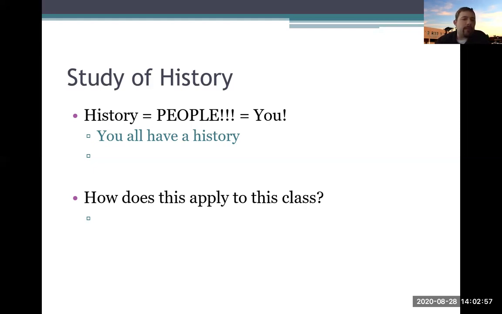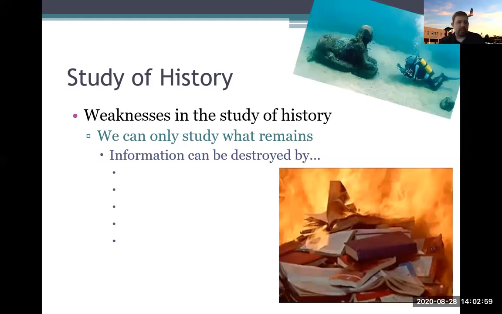So our major title has just changed now. So now we're looking at what are the weaknesses in the study of history. And the biggest weakness in the study of history is that we can only study what remains. People have left stuff behind, but we can only study what's left. So then information can be destroyed by a lot of different things.